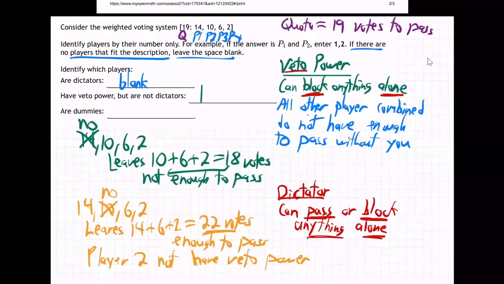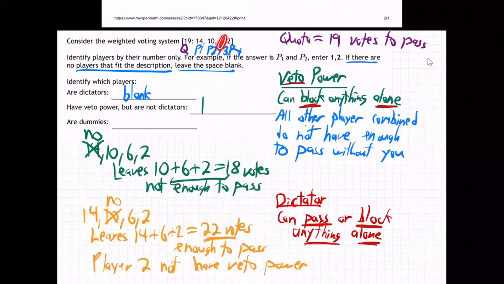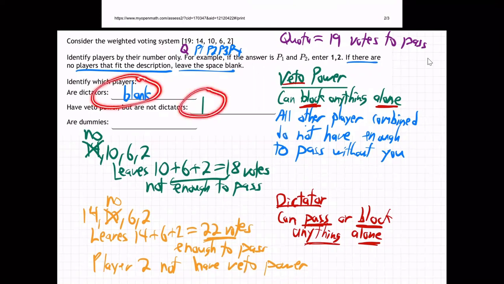And now I don't even need to check players 3 or 4, because if player 2 with 10 votes does not have veto power, then no way anybody with less power could have veto power. The only one that has veto power is player 1. Player 1 with 14 votes has veto power, but the other ones do not. So only a 1 goes here. Now, sometimes you'll have other people that have veto power. Like if player 2 had veto power, I'd put comma 2, but that was not the case. So only player 1 has veto power. So nobody is a dictator. Player 1 has veto power.